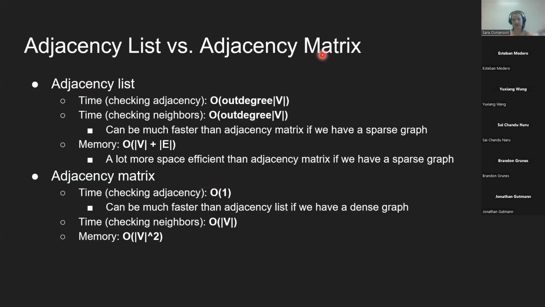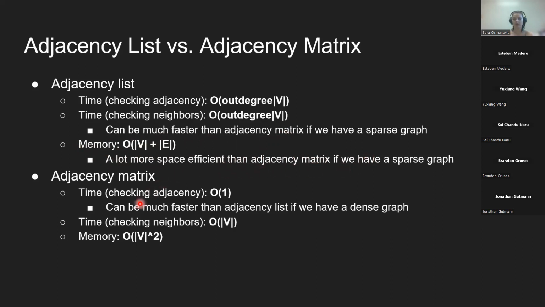So, adjacency list versus adjacency matrix. The time for checking adjacency with an adjacency list is the out-degree of the vertex. For checking neighbors, once again, it's the out-degree of the vertex. This can be much, much faster than the adjacency matrix if we have a sparse graph. For space complexity, it's the number of vertices plus the number of edges. It's more space efficient than the adjacency matrix if we have a sparse graph.